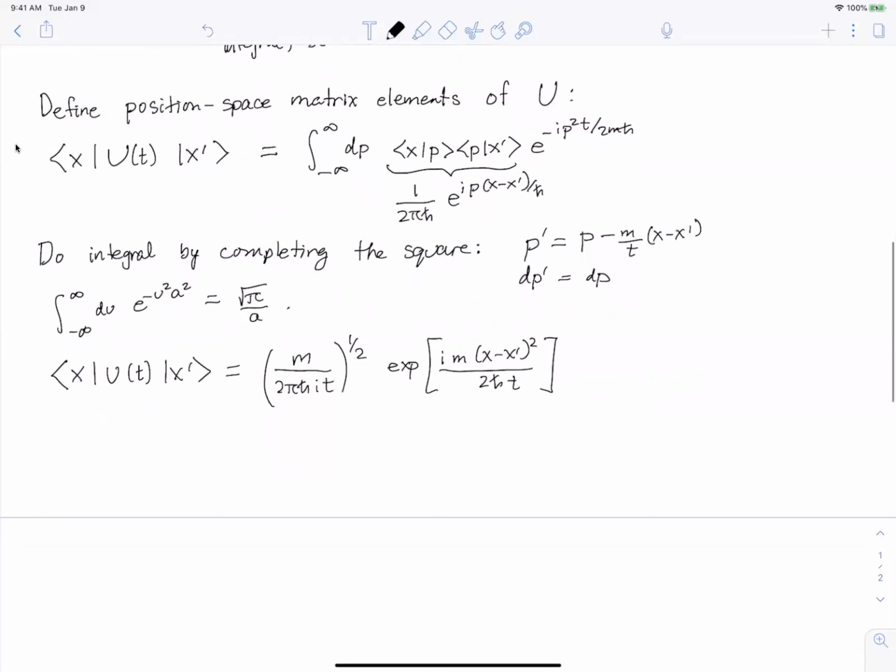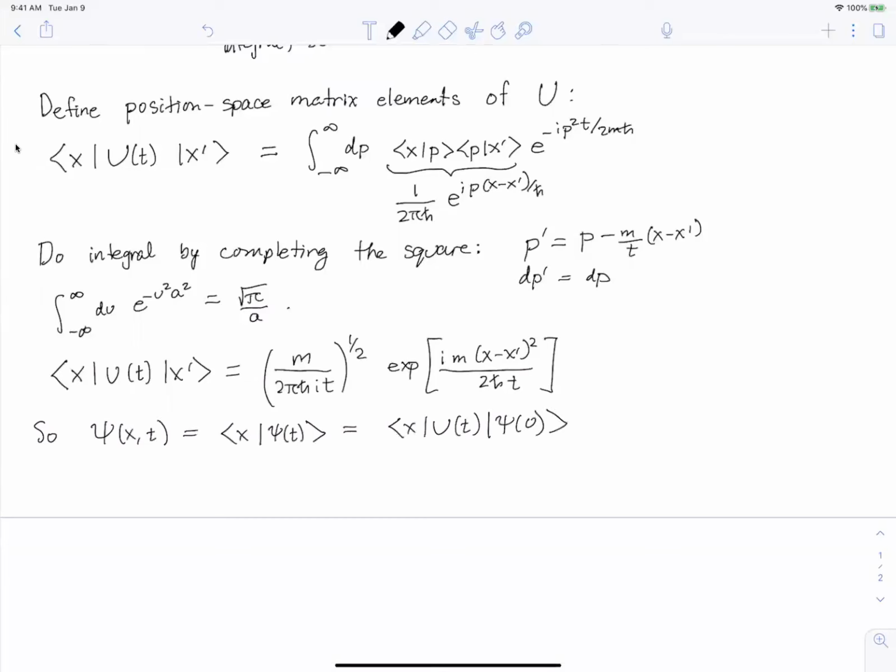All right, so that's the matrix elements of our unitary time evolution operator. And so now we can do things like this. We can say the wave function at time t is, well, by definition, it's the inner product of the position bra x with psi of t, which is equal to x times u of t psi of 0.